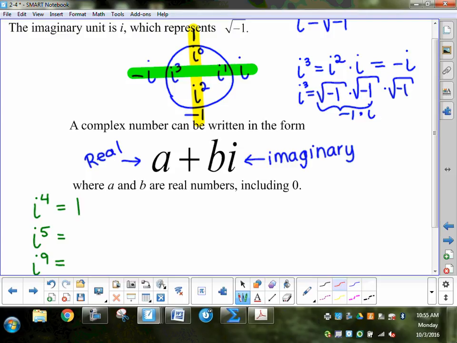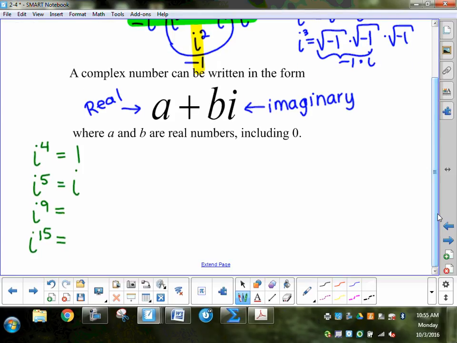Does anybody want to take a guess as to what i to the 5th is going to be? Hands up, please. There you go. i to the 5th would be i. You could get that by counting around. Remember, your counting has to start at 0. So 0 is at the top, so is 4, and then 5 is one more. How about i to the 9th? You got 1, 2, 3. What do you want to say? i again. How about i to the 15th? Hands up, please, if you can tell me. -i.